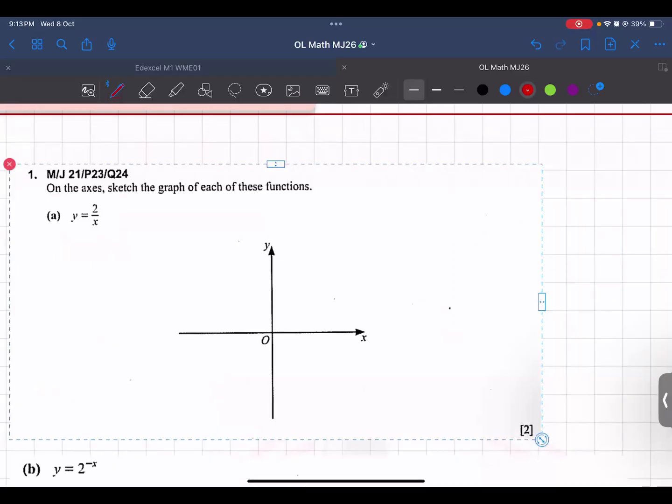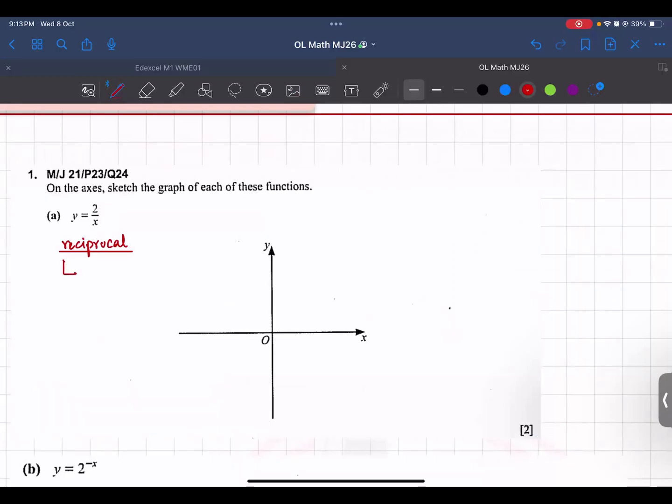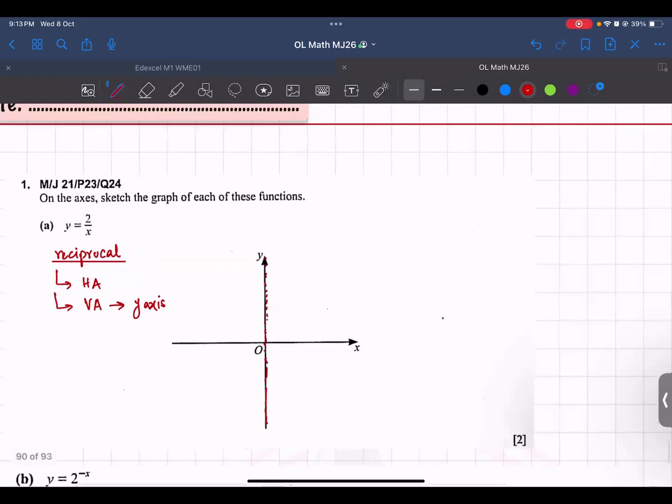And when it is a reciprocal function, you have the horizontal asymptote and vertical asymptote, both of them. And I told you the vertical asymptote is always your y-axis. The y-axis is always your vertical asymptote. So you can make a dotted line, because this is always the case, that the y-axis will always be the vertical asymptote. You can label it.